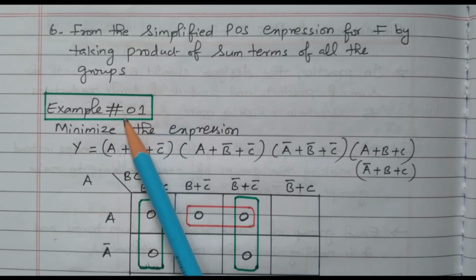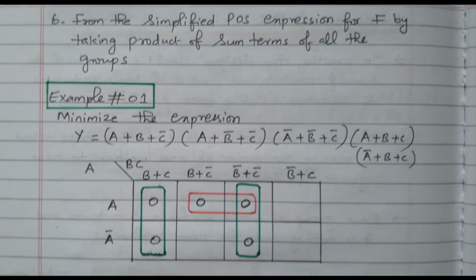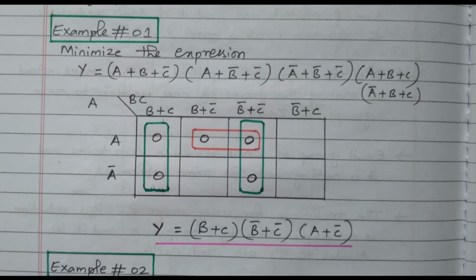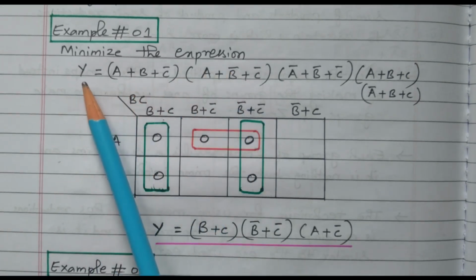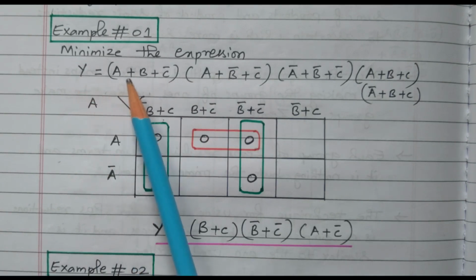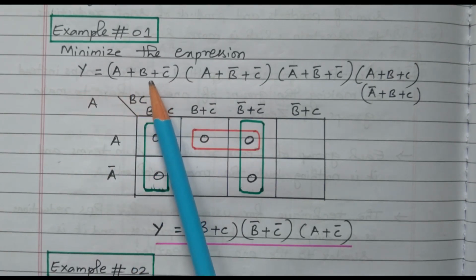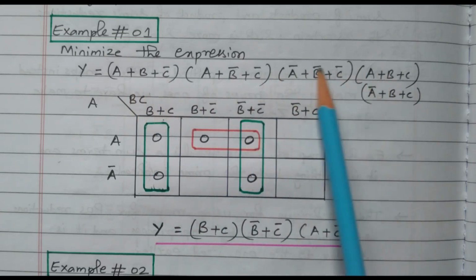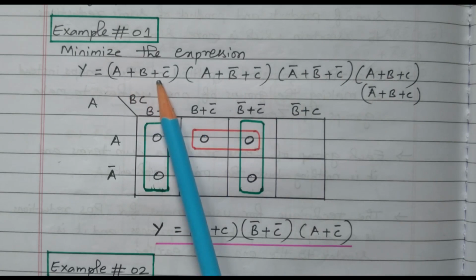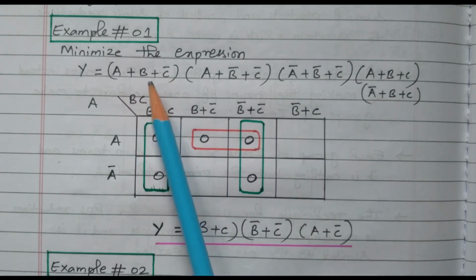Now we'll see one example for this POS function so that we are able to understand very clearly. In example 1, minimize the expression using the K-map, right? The expression given is y equals a plus b plus c bar, and so on. This is called a product of sum. All the terms are multiplied and within each term the variables are summed. That is called product of sum, right?